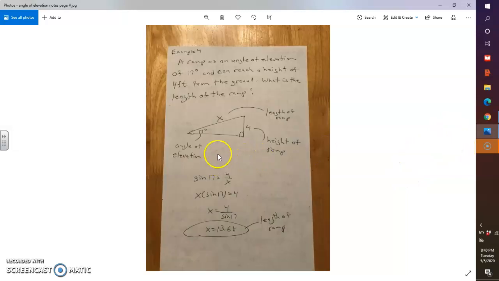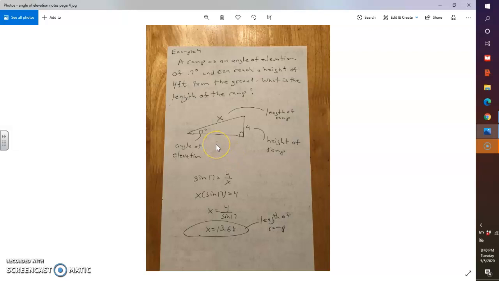Now we're not always going to use tangent. In this case, we're actually going to use sine. Take a look at this ramp. It has an angle of elevation of 17 degrees. Once again, the angle of elevation is always in the bottom. And think about a ramp that can reach a height of 4 feet. Height is always straight up and down. This would be the base of the ramp, which we don't know. And we're looking for the length of the ramp. Where's the length of the ramp? It's the hypotenuse. It's the diagonal line here.